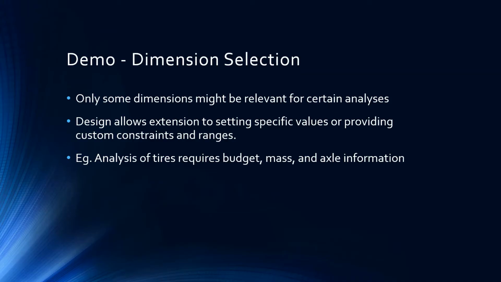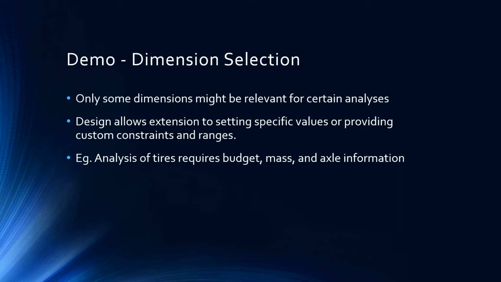Only some dimensions might be relevant for certain analyses. Going back to the car analogy, an analysis for the best type of tire might require information about the project's budget, the mass of the vehicle, and what type of axle it's using. If these 3 dimensions are selected, then the tire analysis script would become available in the analysis selection widget.